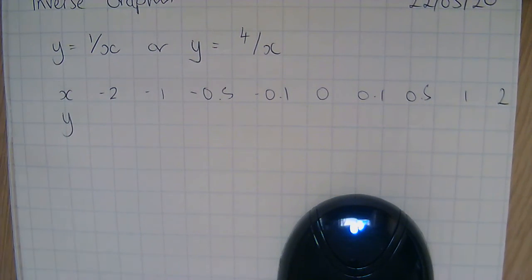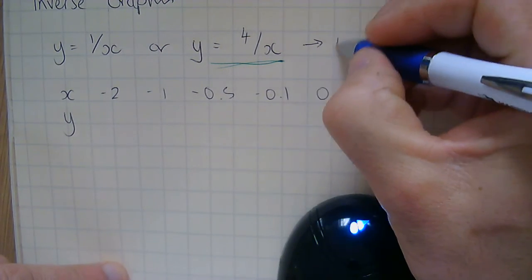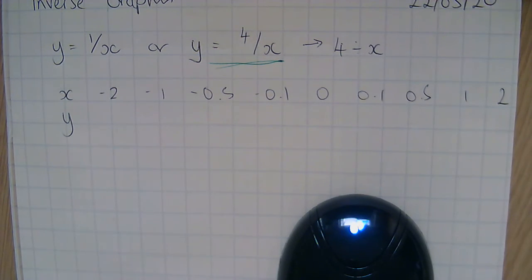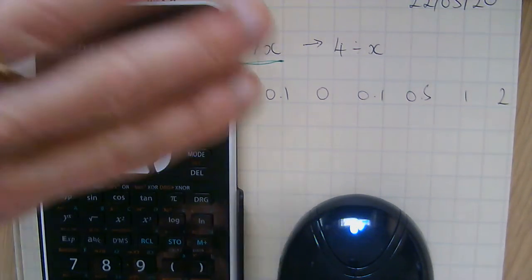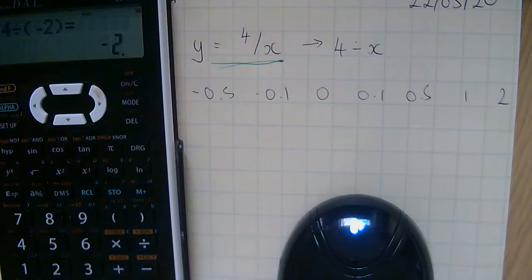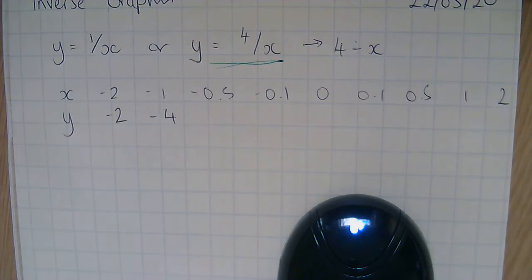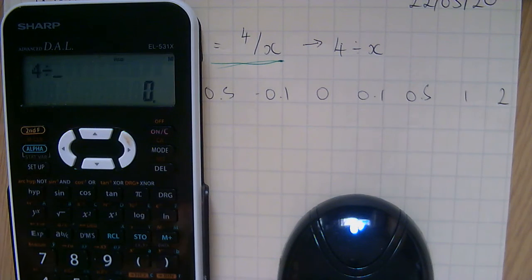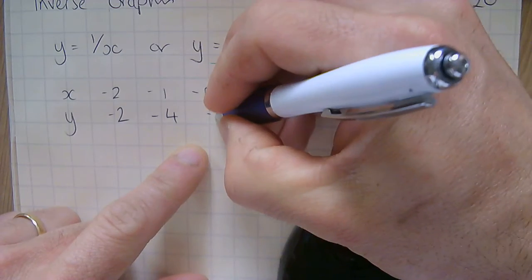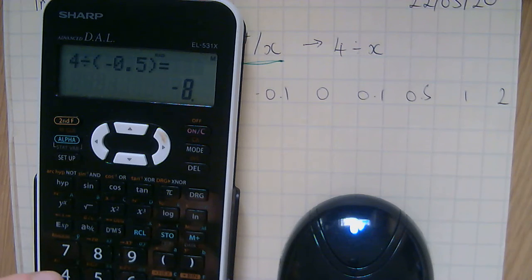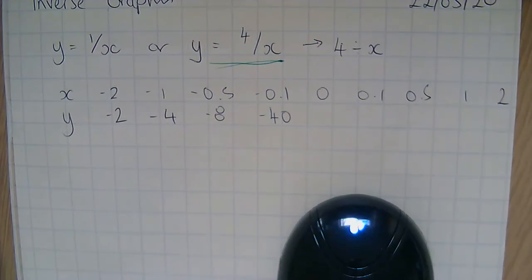I'm going to use a calculator for all of this. Remember, the question I'm doing is 4 divided by x. So I'm going to do 4 divided by -2. So get my calculator out. 4 divided by -2, I get -2. 4 divided by -1 gives me -4. 4 divided by -0.5 gives me -8. And 4 divided by -0.1 gives me -40. I have to think very carefully about my axes.